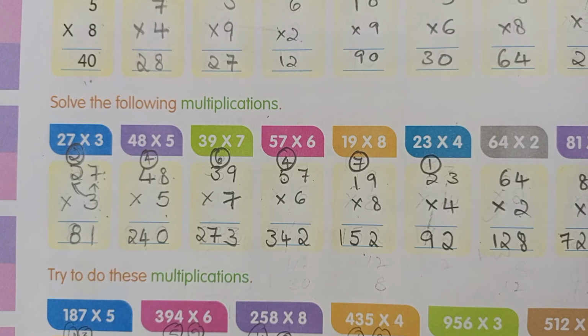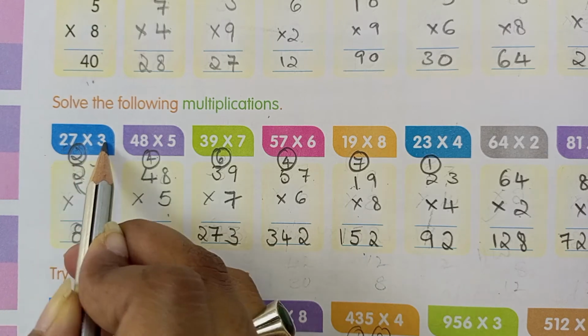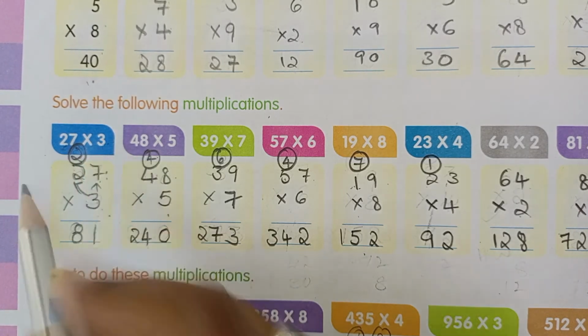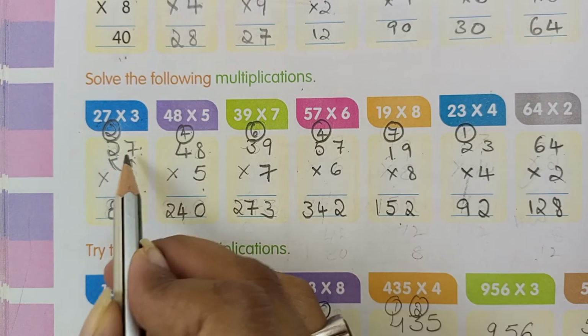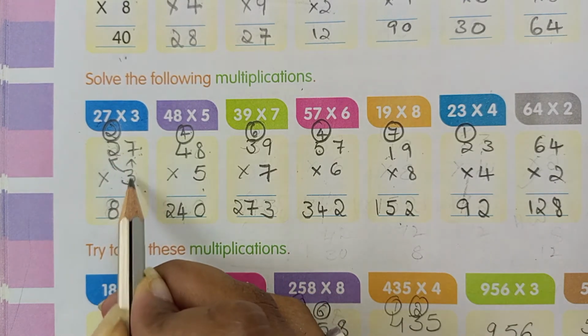All of you take out your maths workbook, page number 30. See the first one, 27 into 3. Double-digit number with single digit. So see here, 27 into 3. We have to multiply the number.